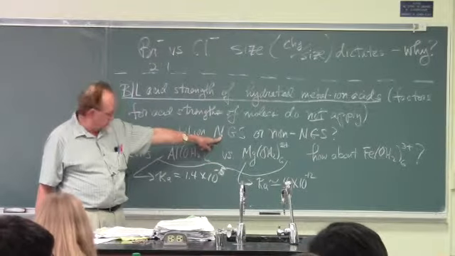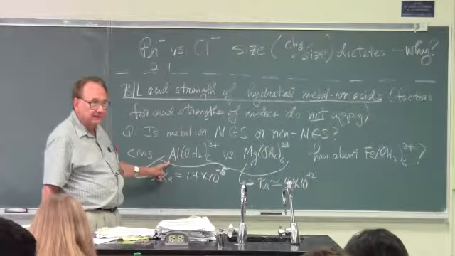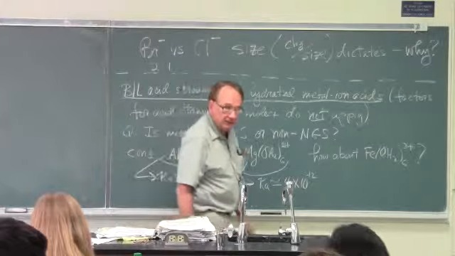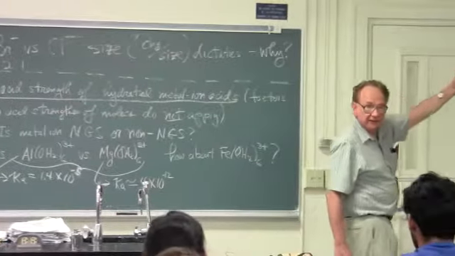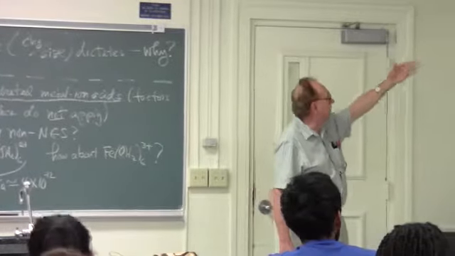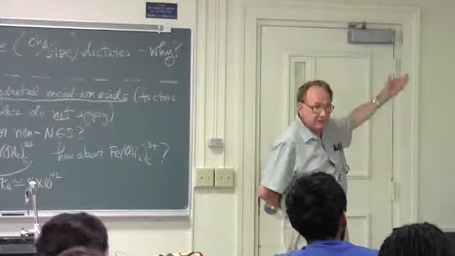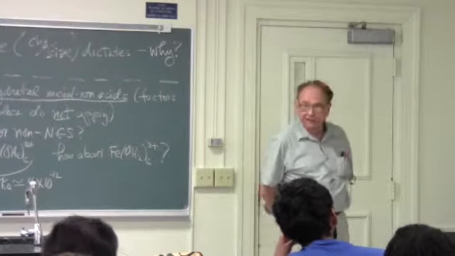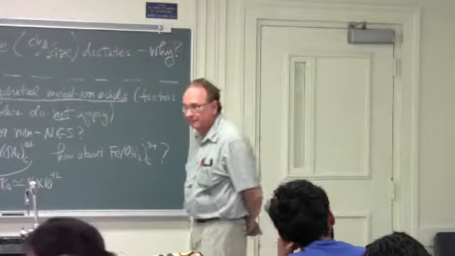Noble gas structure. Is aluminum ion a noble gas structure ion? Aluminum ion is aluminum plus 3. Is that a noble gas structure? What's it like? Neon. How about magnesium ion? Also neon. How about sodium ion? Neon. How about calcium ion? Argon. Those are all noble gas structure ions.